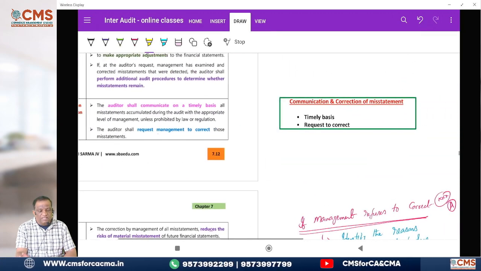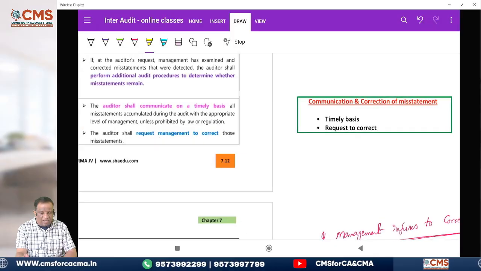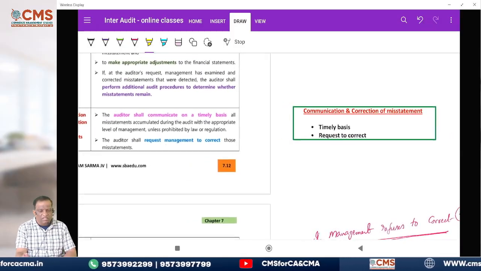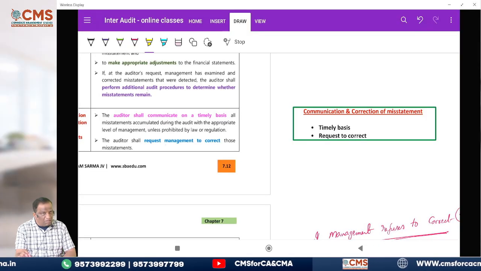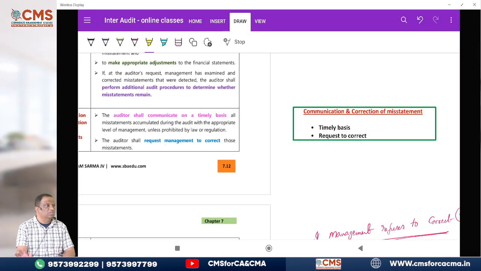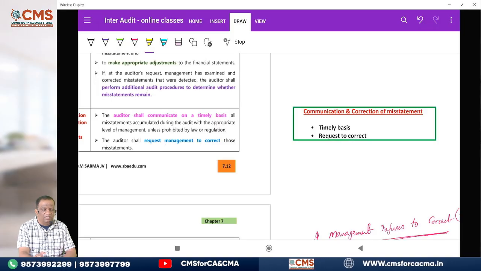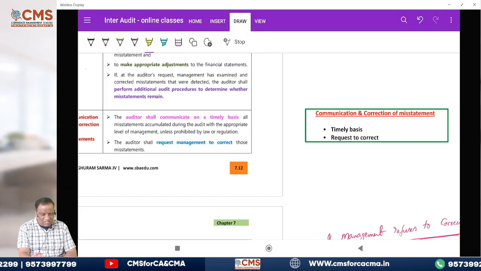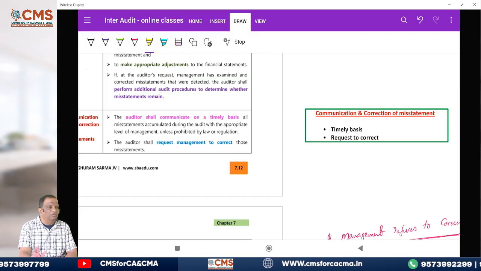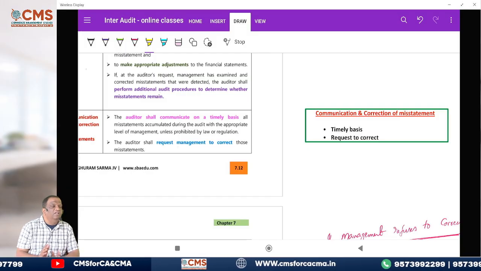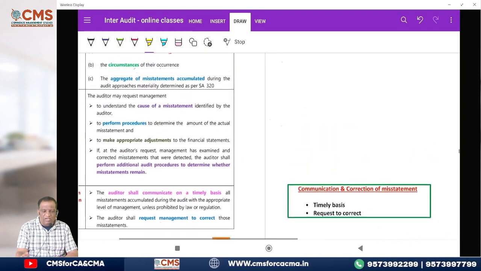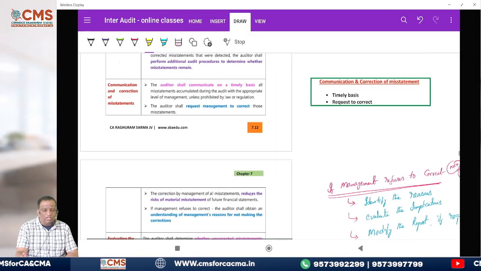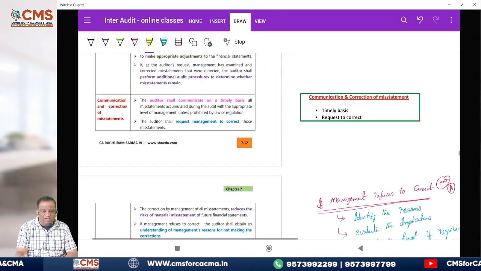When the auditor is identifying a misstatement, what should he do? Any misstatements identified by the auditor, he must communicate to the management on a timely basis with a request to correct. When you read the standard, let me be honest, going concern, at least you can read and relate. But this SA 450, you read, you don't know what you're reading. It will not give you a clear-cut approach. That is where we are trying to learn through these charts and simple ways. So the third point: what an auditor should do if he identifies a misstatement.